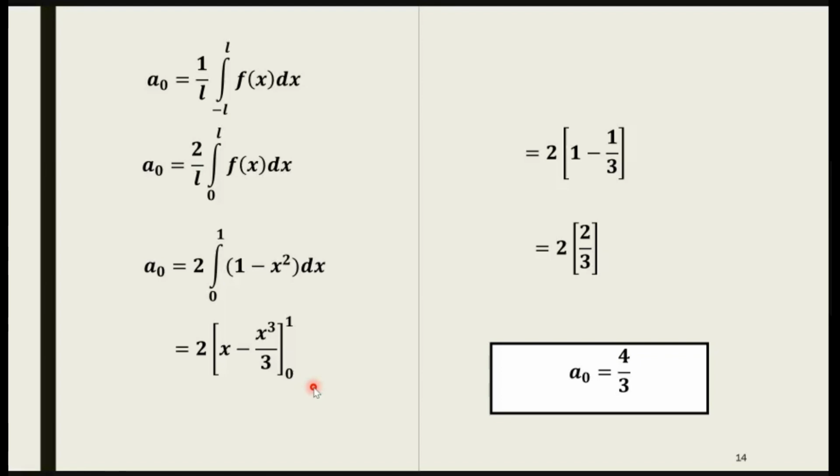I think Samruddha has done A0 by 2, I feel. So it is A0, yes. A0 is equal to 4 by 3. A0 is equal to 4 by 3. Now calculate AN. A0 is 4 by 3. Now calculate AN.